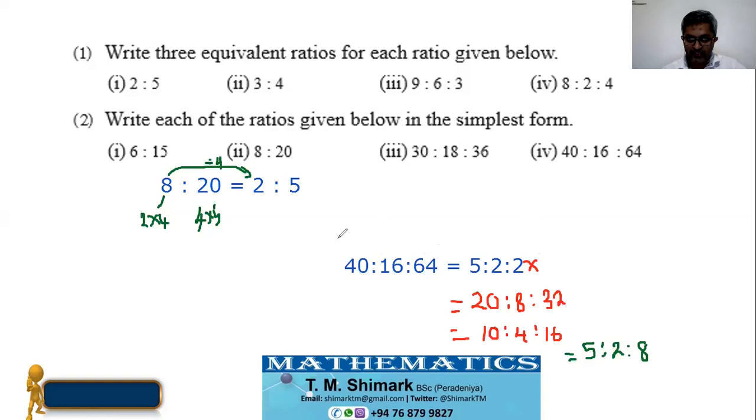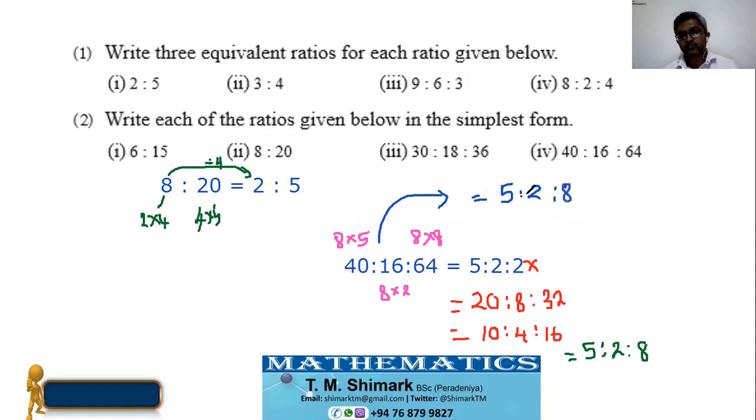8 into 5 is 40, right? 8 into 2 is 16, right? 8 into 8 is 64, right? So then what I do, 8 is common everywhere. Divide by 8 everywhere. That means 40 divided by 8 will be 5, 16 divided by 8 is 2, and 64 divided by 8 is 8. So 5 is to 2 is to 8 will be my answer.